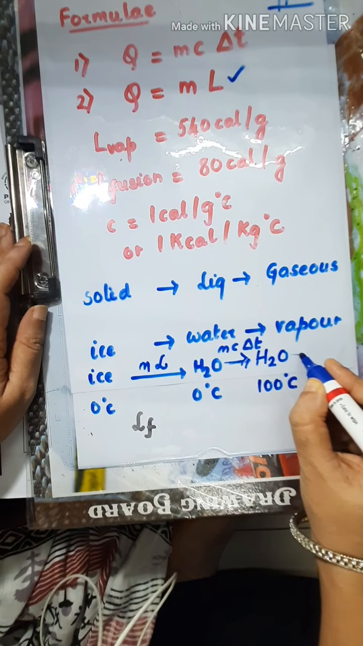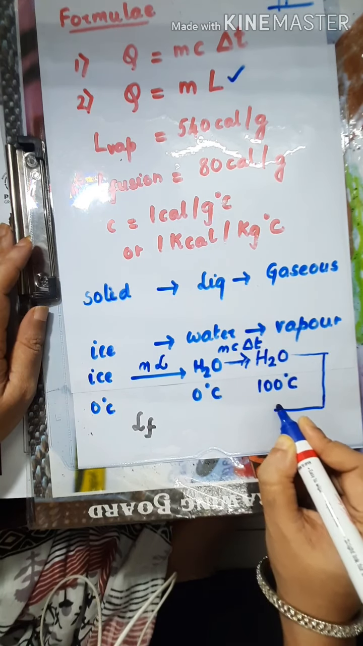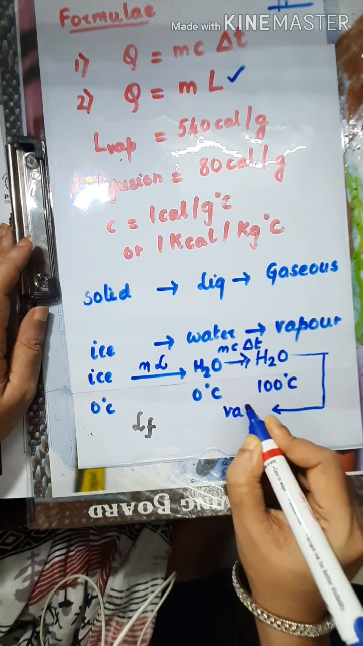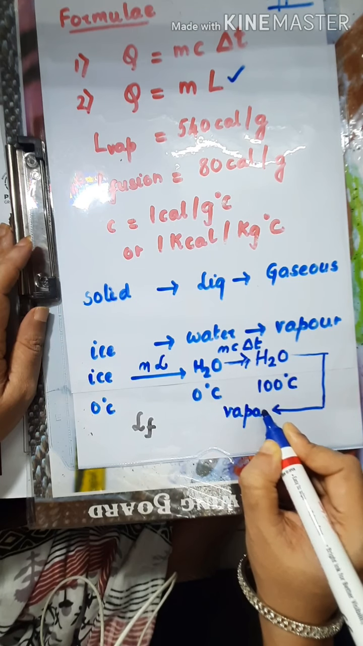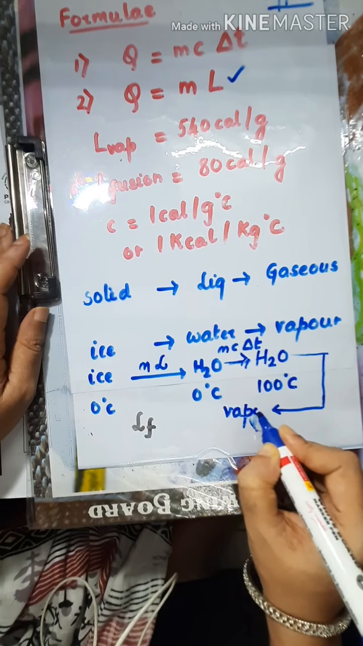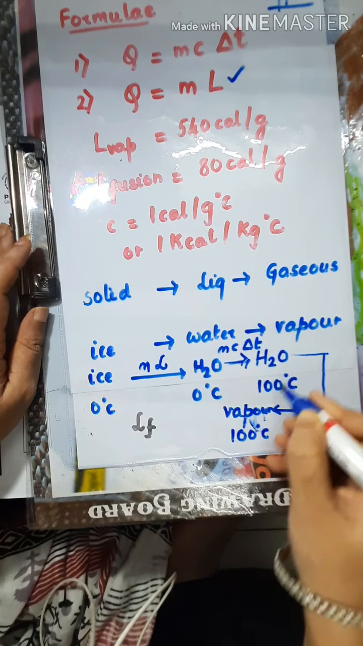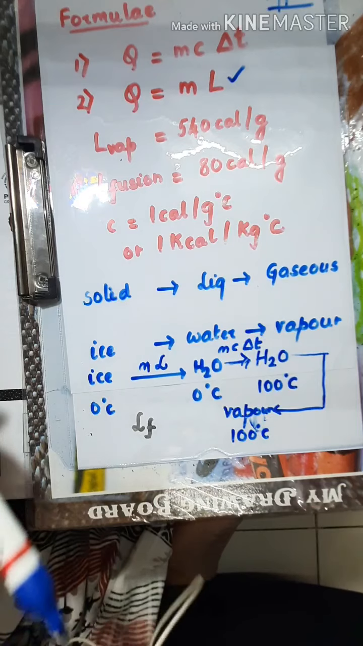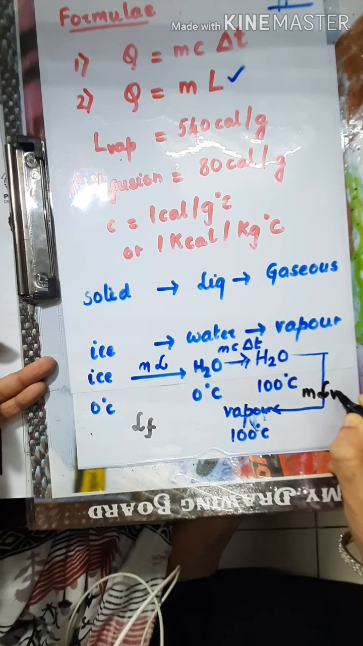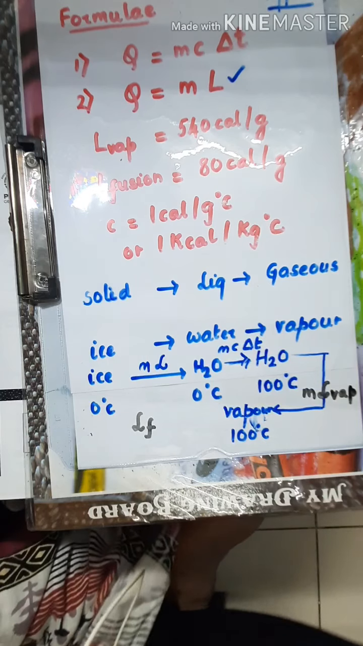Now after this in my chain, I am going to convert it from water at 100 degrees to vapor at 100 degrees. Now here my temperature is not increasing. So once again here I will use the formula M into L, but this is latent heat of vaporization when I want to convert from liquid to gaseous state.